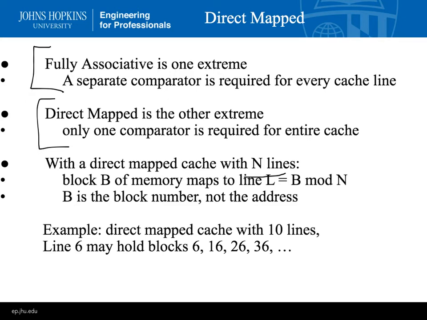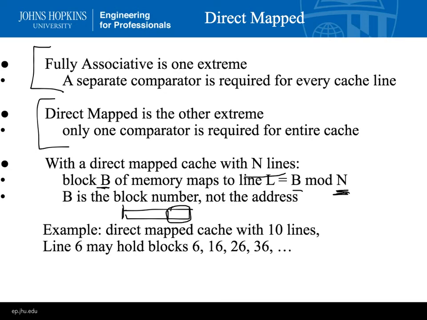So if we have n lines in the cache, we calculate a block number. Remember, the block number was the tag, basically. Well, we use some of these lower bits of that tag field to calculate a line number. And the line number would be the block number modulo n, which is the number of lines in the cache.